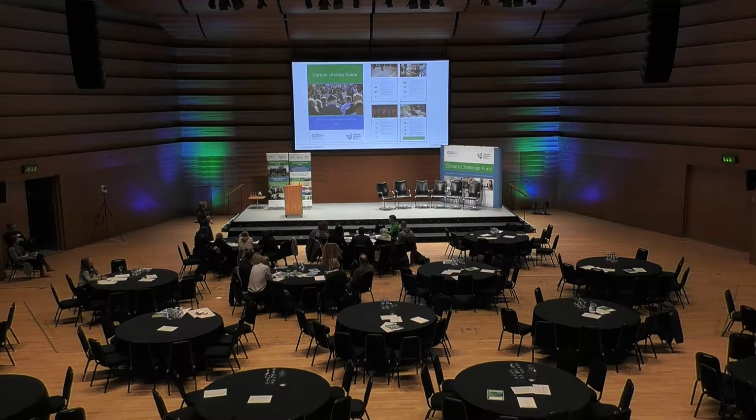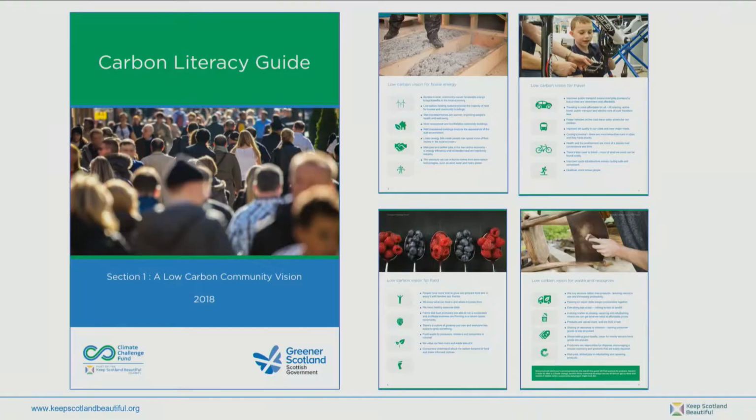So all the ideas that are in there, organized by each of the 4 themes, are ideas for a low-carbon future that people came up with at those workshops.